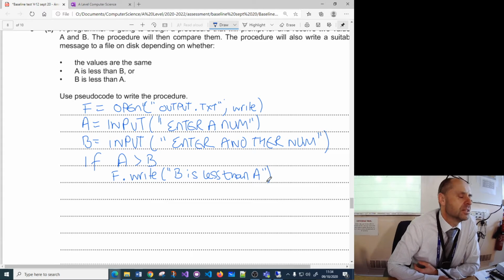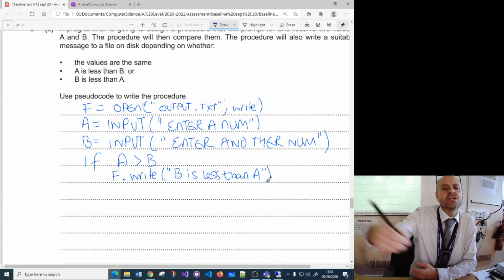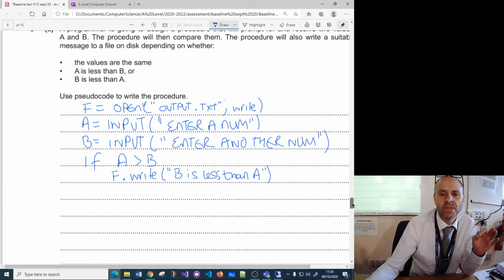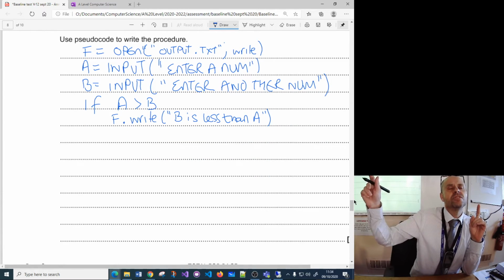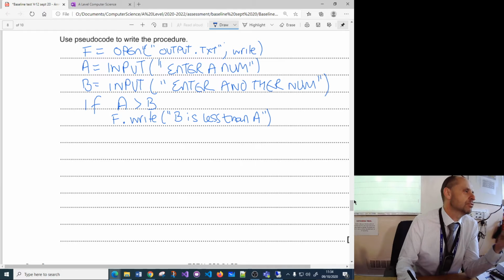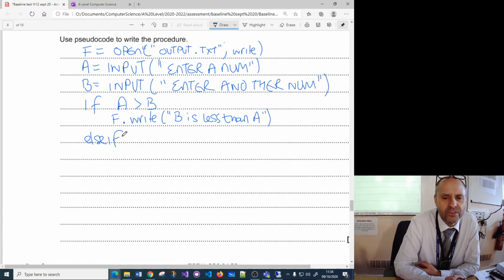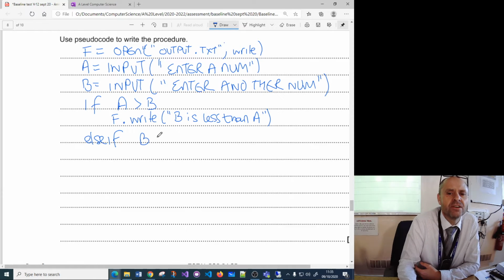Files are easy. It's the same as printing, it's just that you're directing the print to a specific location. Right, okay, so that handles one condition. So if A is not greater than B, we've still got two chances of it being two things, haven't we? It's either going to be the same or A is going to be less than. So we can say else. Now if you want to put elif, that's fine, just like you do in Python, but else if, and then put the next test. So I'm going to say, well, hang on a minute then. Is B greater than A?